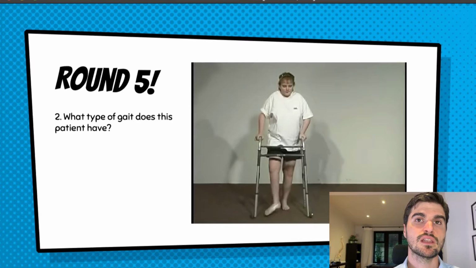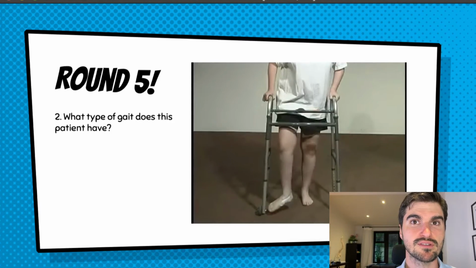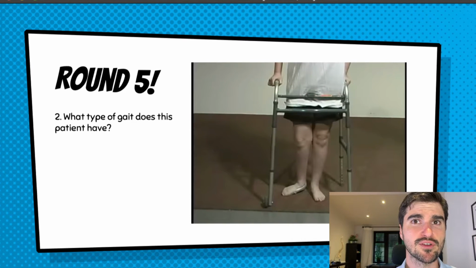So let's go straight into the answer. Hopefully you can see there that is a pretty obvious drop foot. That's a terrible drop foot too, right? Poor person. So drop foot, you could also call it a neuropathic gait. That'd be a good name for it.